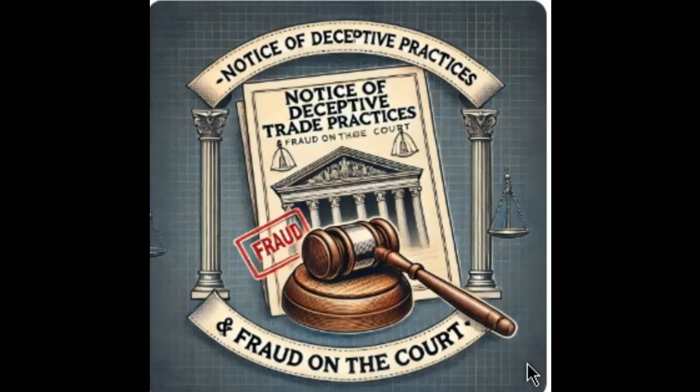Example notice statement. I, [your name], formally provide notice of deceptive trade practices and fraud on the court concerning case number [number]. The fraudulent actions of [party name] have misled the court, violated due process, and warrant immediate judicial review and corrective measures. Legal and practical implications: prevents fraudulent rulings from being enforced.